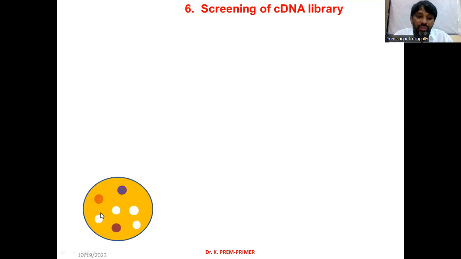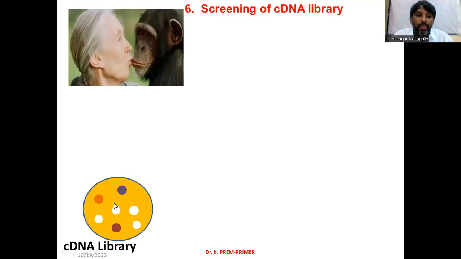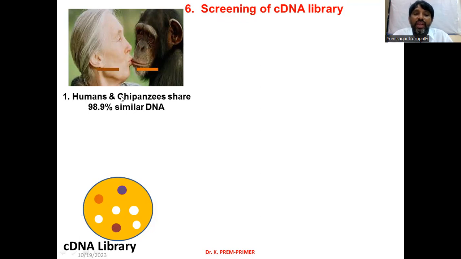This is a cDNA library. You see there are the different clones. Chimpanzees and humans share 98.9% similar DNA. Suppose the genome sequence is completely known from the humans. So suppose you constructed a cDNA library of a chimpanzee, you can take genes from the human to pick up whatever gene you want from the cDNA library, right? They're very similar, they're related, right?